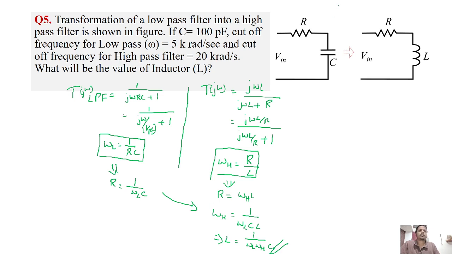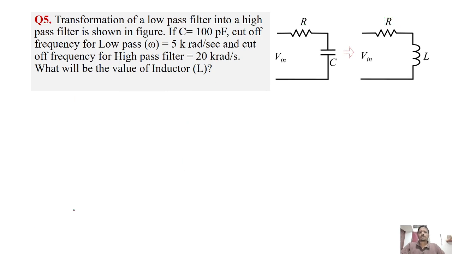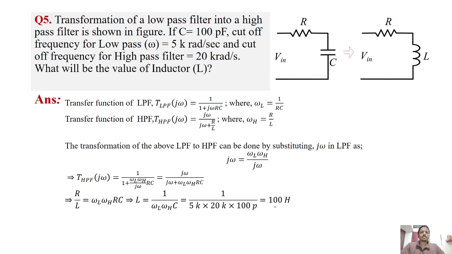So the main thing is, they have kept R as constant. They have not changed it. If it is being changed, we must know what is the value of R. That's all about this question. So by substituting this, we'll get the inductance L equal to 100 Henry.